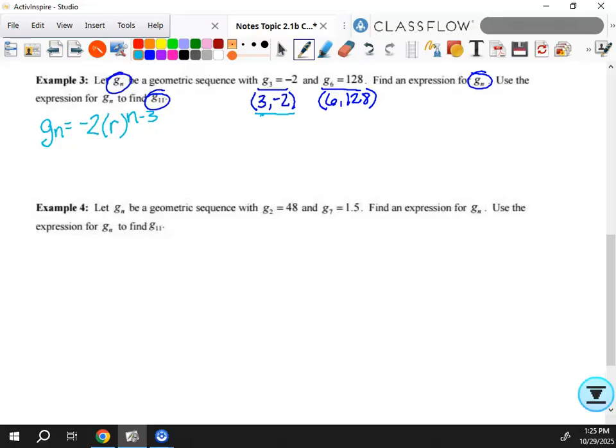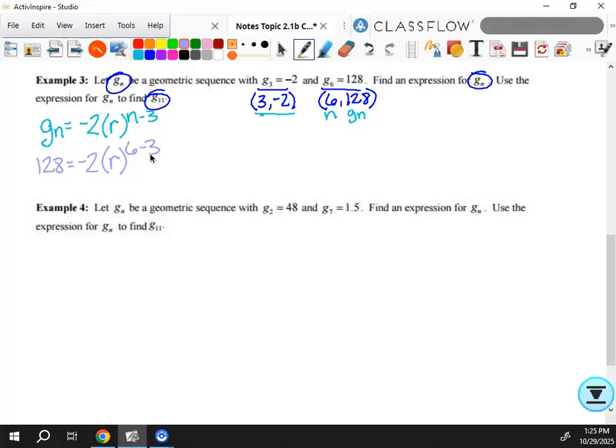So I have n and G sub n right here, so I'm going to label those so I don't do anything weird there. And then I'm going to substitute that in. So for G sub n, that is 128. That's equal to -2 times r, which I still don't know, to the 6 minus 3 power. If I had used that ordered pair first, then that would give me 3 minus 6, and I'd get a negative exponent there. And then I'm making things more difficult when they don't need to be. That's why you want to start with the smaller one.